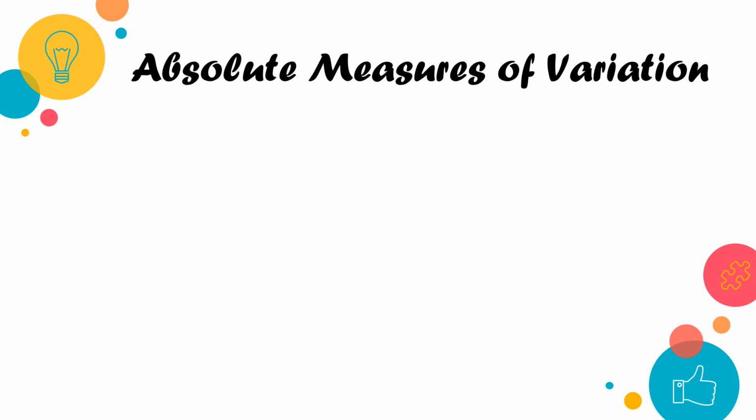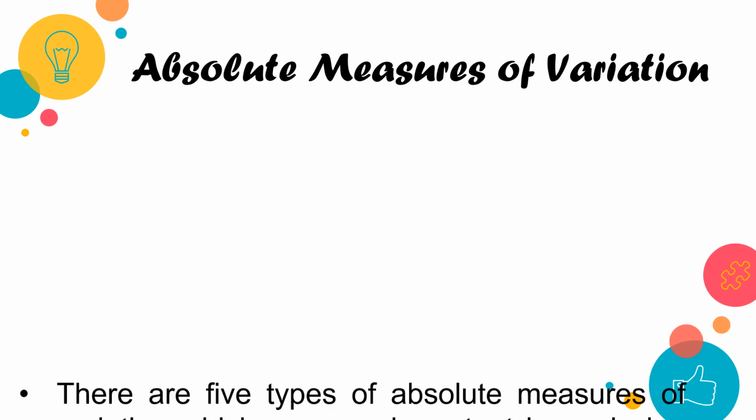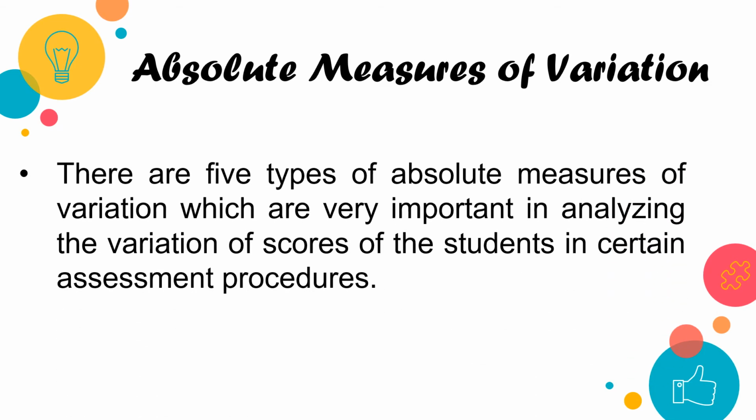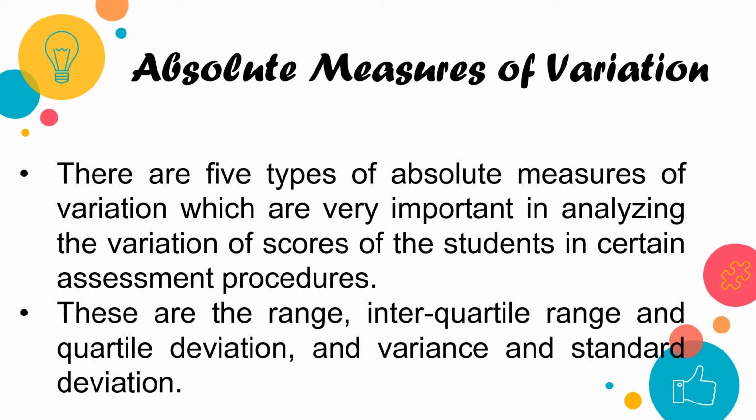Of course, those five are examples of what we call the absolute measures of variation. There are five types of absolute measures of variation, which are very important in analyzing the variation of scores of the students in certain assessment procedures. These are the range, interquartile range, quartile deviation, variance, and standard deviation.